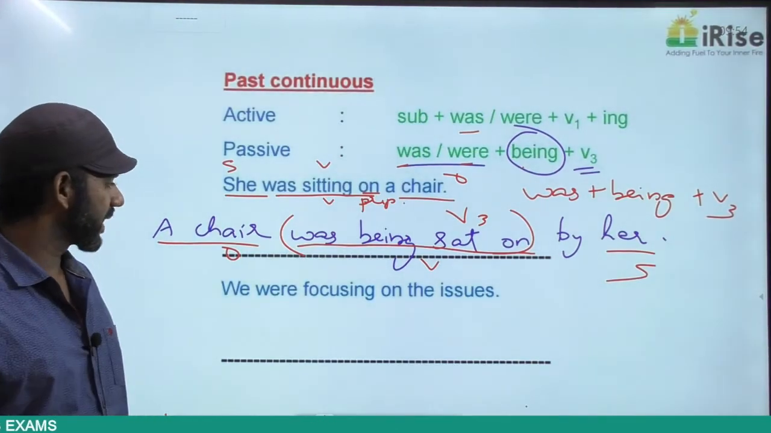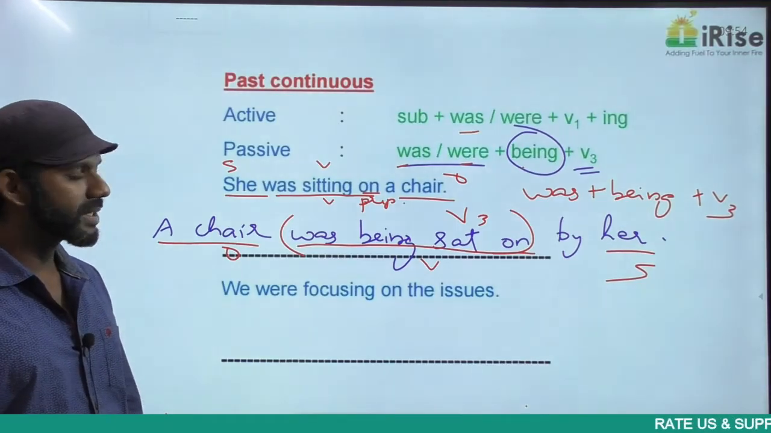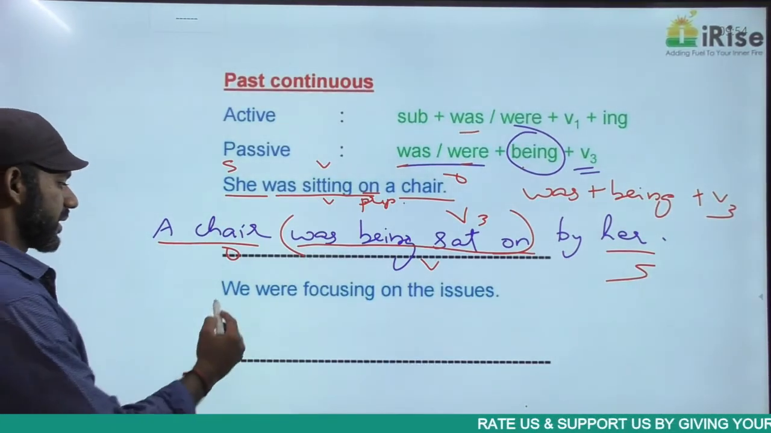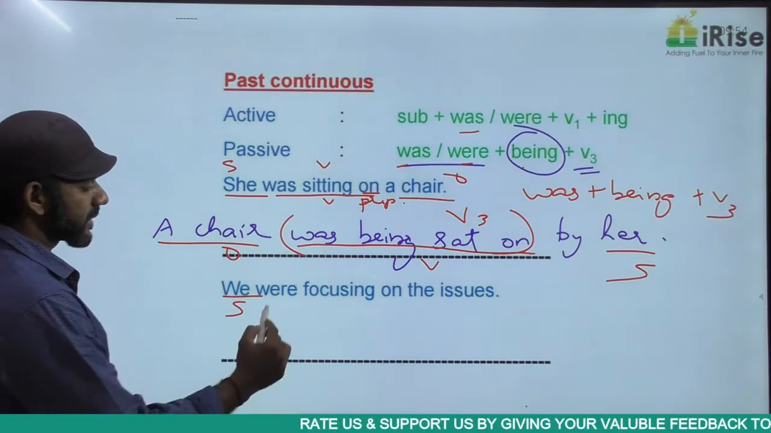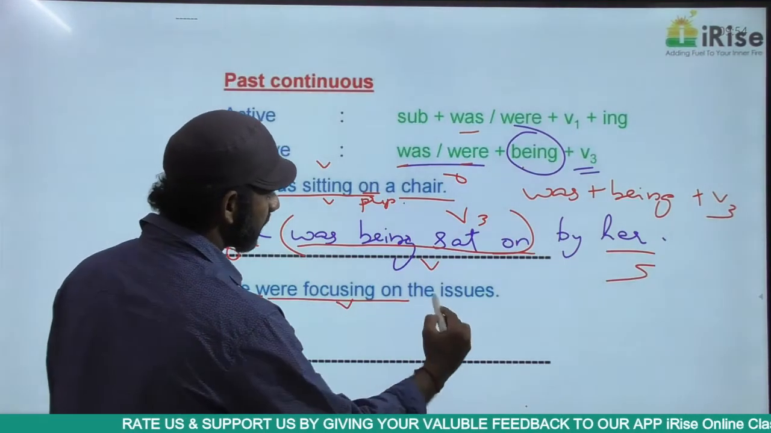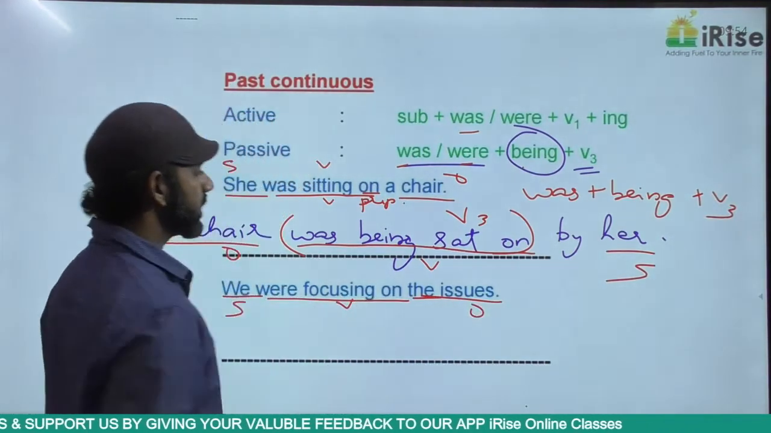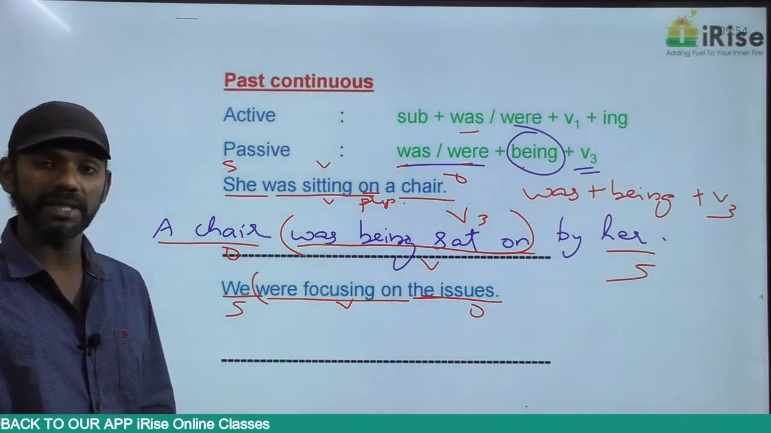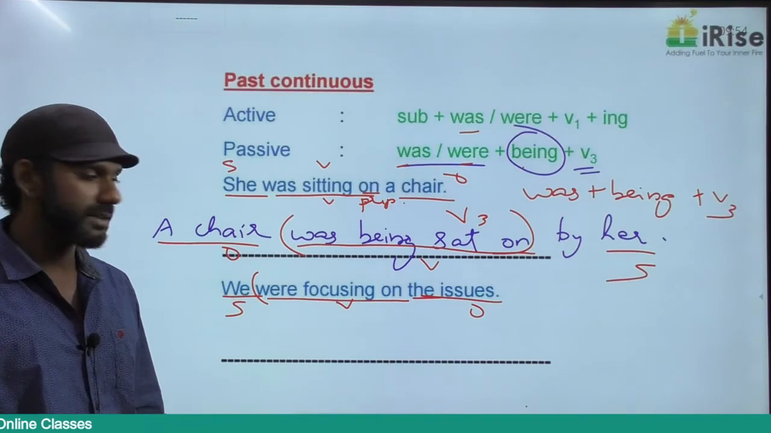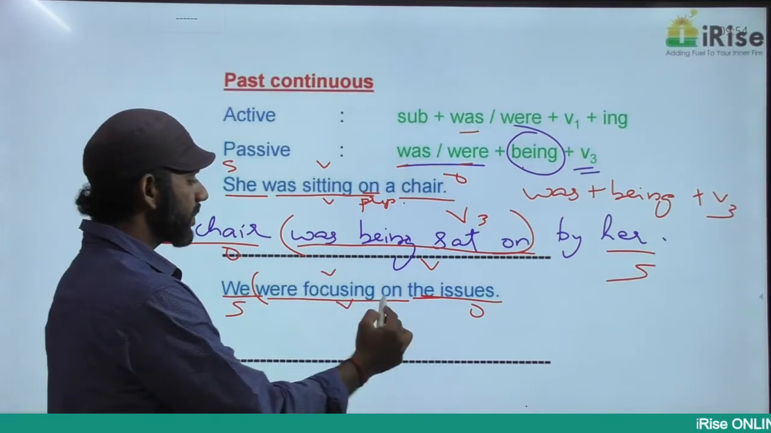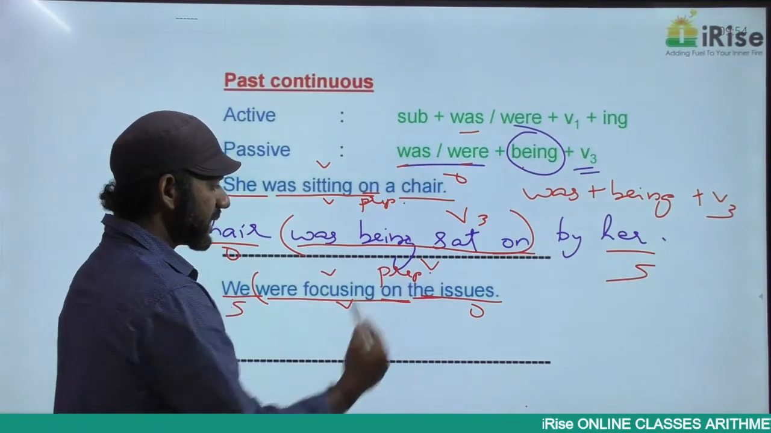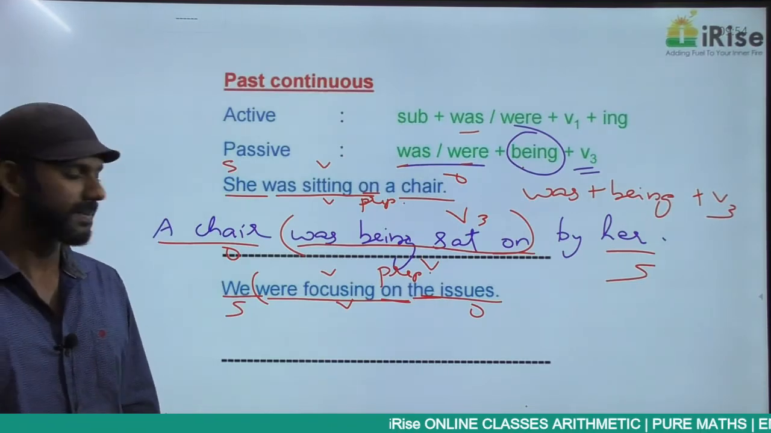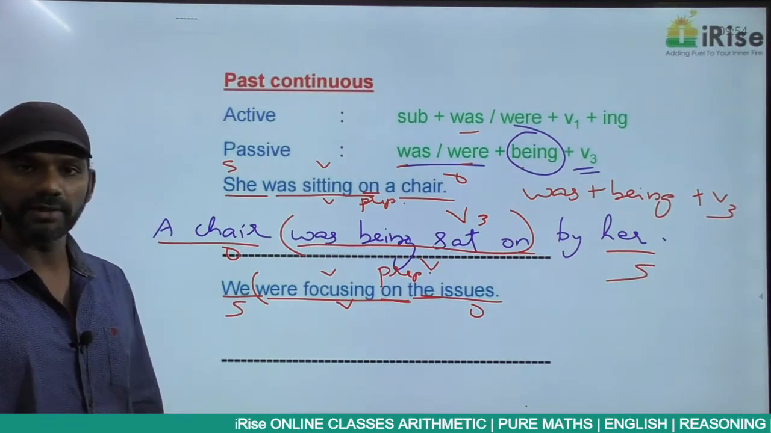Clear? The next one: we were focusing on the issues. We, the pronoun, is a subject here. Were focusing is a verb here. The issues is the object here. Subject, verb, object, active voice. Were focusing is were plus V1 plus ing, past continuous. Focusing is a verb, on is a preposition, so focusing on becomes a phrase. We were focusing on the issues.